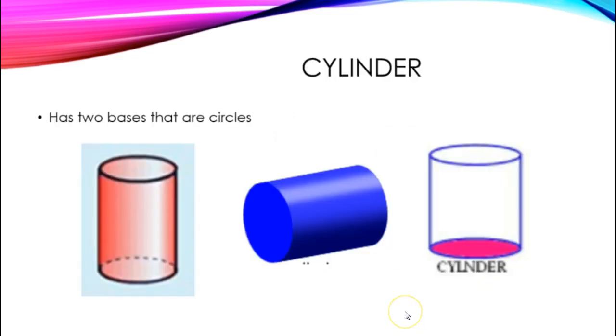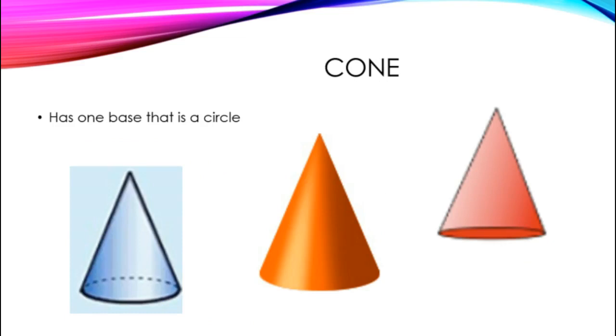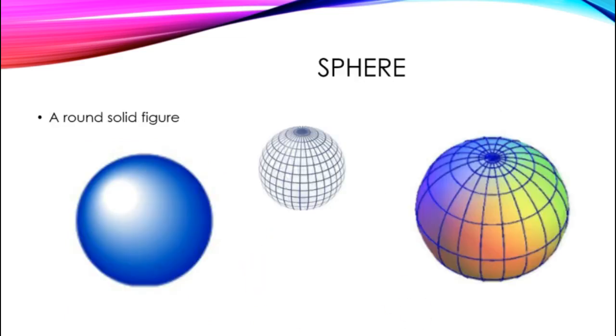Our third one is cylinders. They're like prisms, but these have bases that are circles, so they have two bases. Cones are like pyramids, but they have bases that are circles. And finally, spheres. We already talked about these slightly in spherical geometry, but spheres are just round, solid shapes, and they have no sides, no bases.